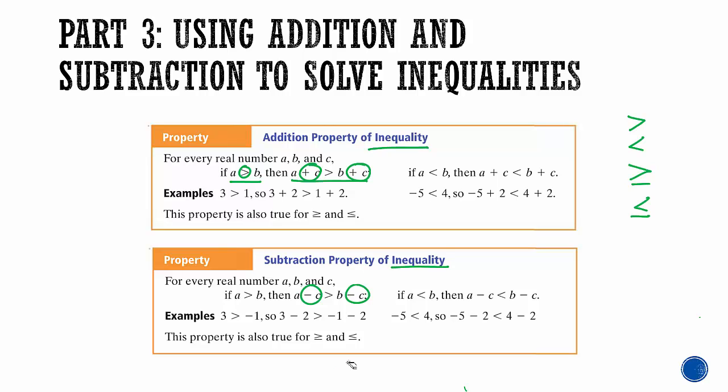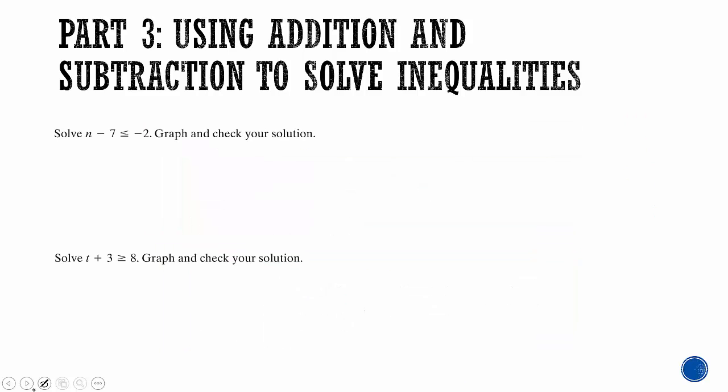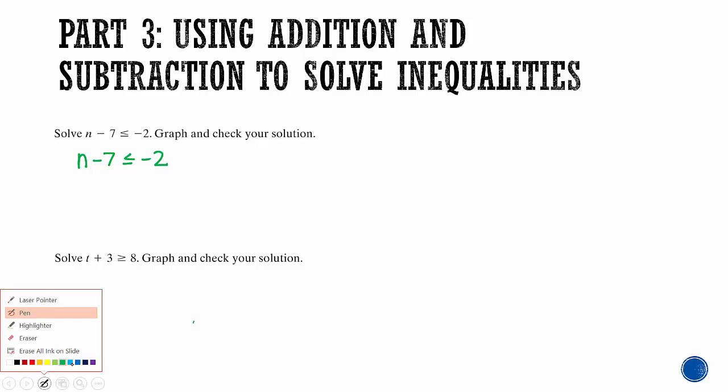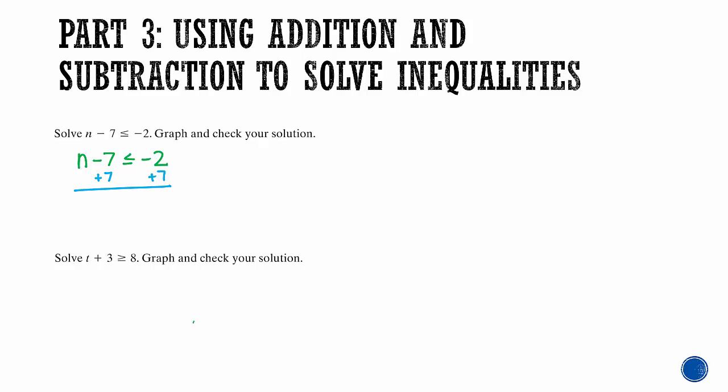So when you go to solve an inequality, it's basically like solving an equation, except you don't have an equal sign there. So let's do 2 problems. It says solve n minus 7 is less than or equal to -2, graph, and then check your solution. So we need to get n by itself before we can graph this. So think about it just like an equation. N right now is being subtracted by 7. So to undo that, we want to add 7 to both sides. And as long as we do it to both sides, this stays unequal. So I get n is less than or equal to 5.